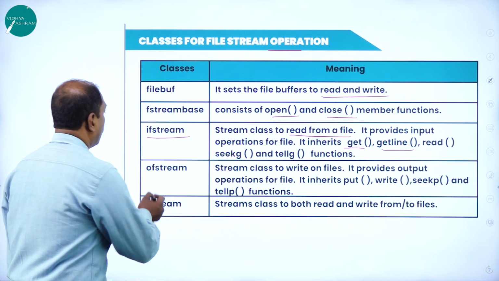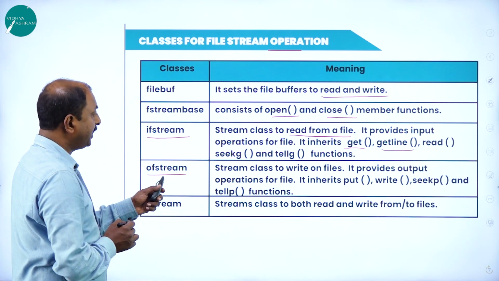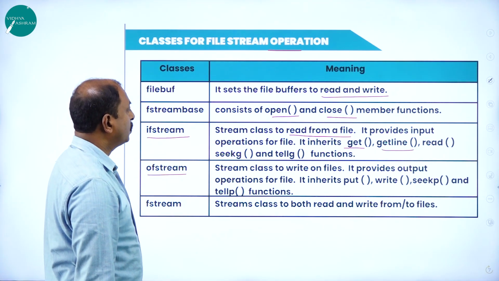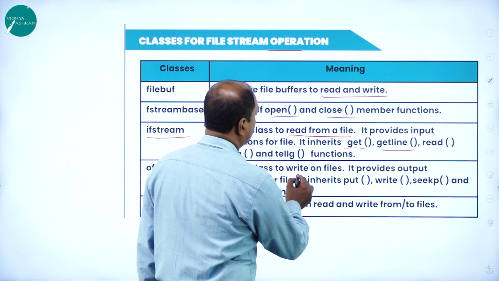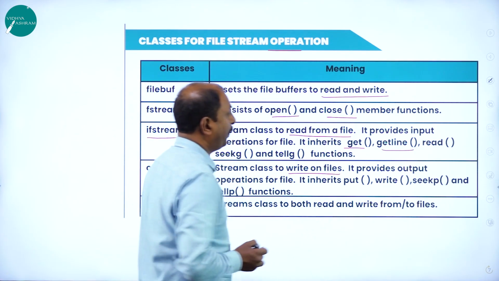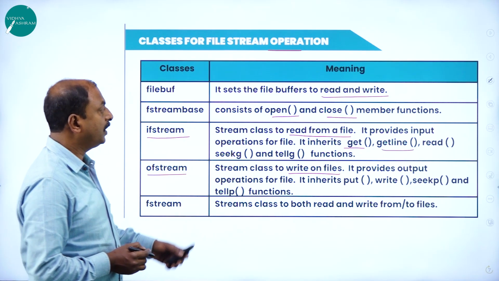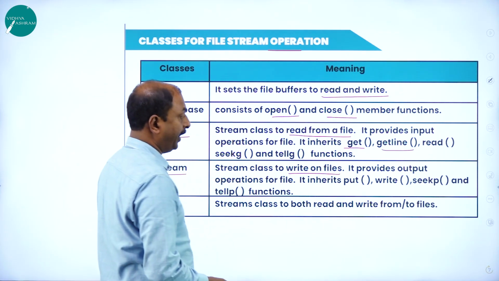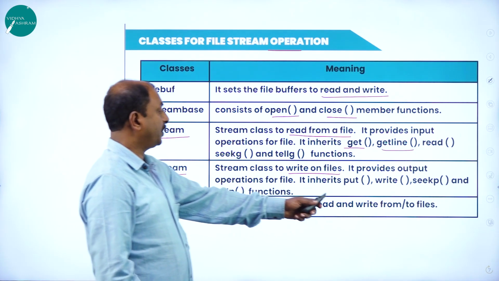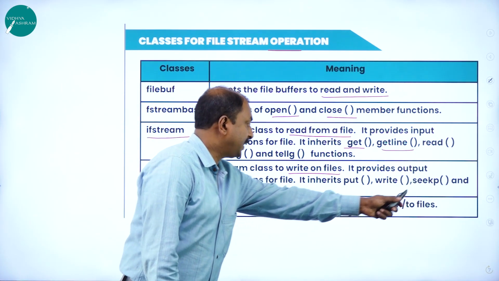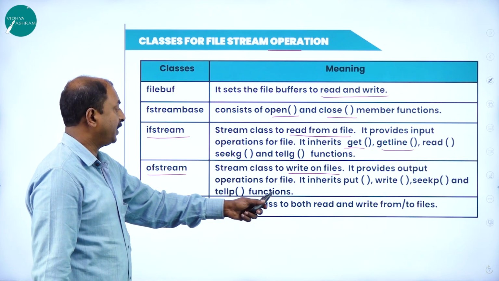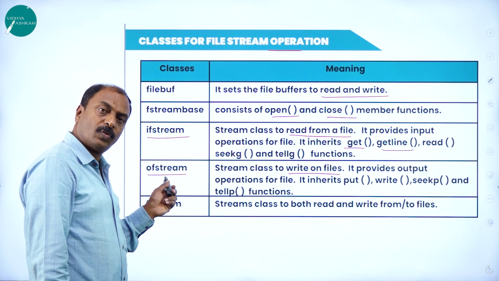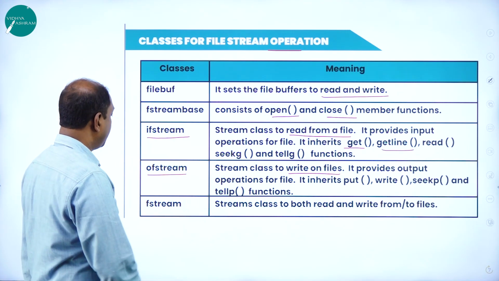Now the next one is called ofstream. It is a class. Here O stands for output or output operation. So it is a class to write on files. Please know the difference between these two. It is read from a file, and this is write on files. So it has different functions: put, write, seekp, tellp. These different functions are available under the ofstream class.